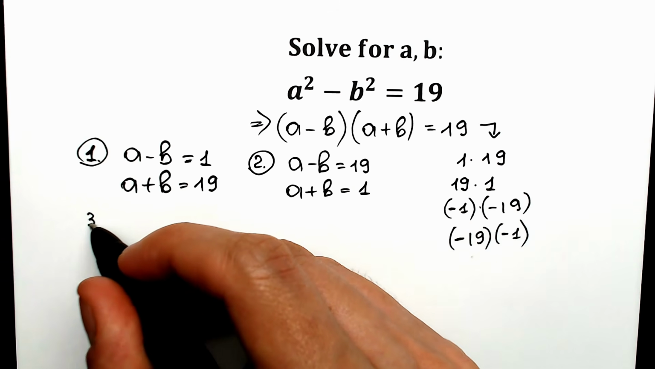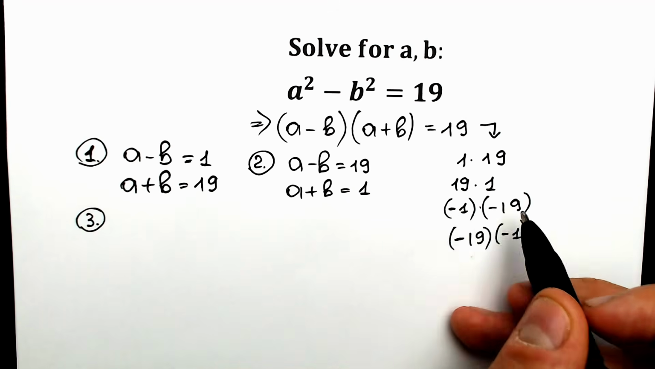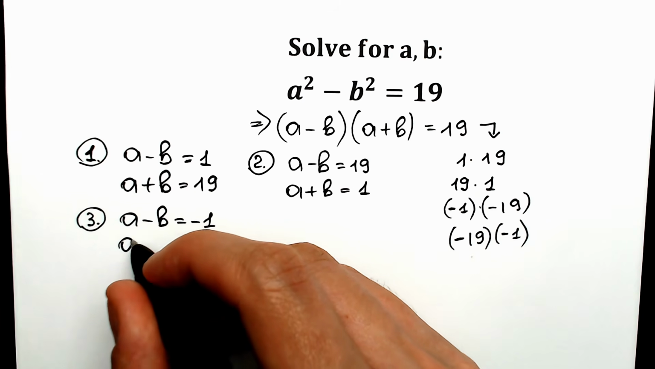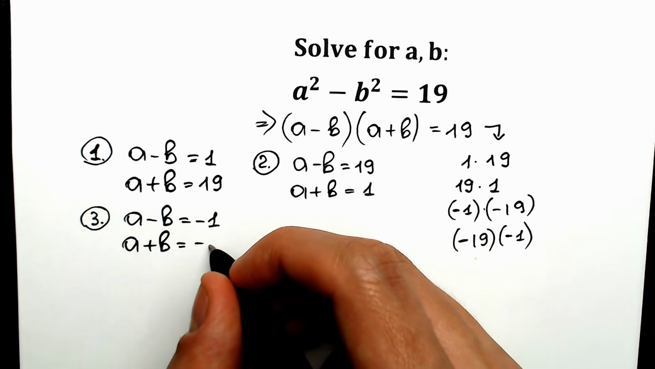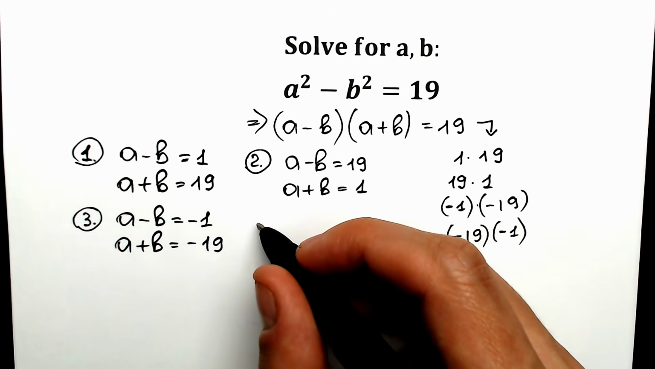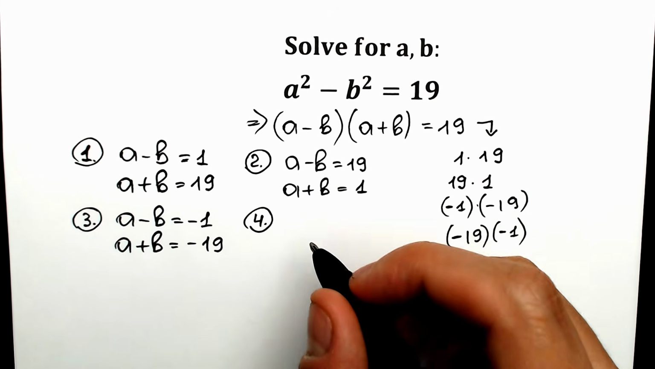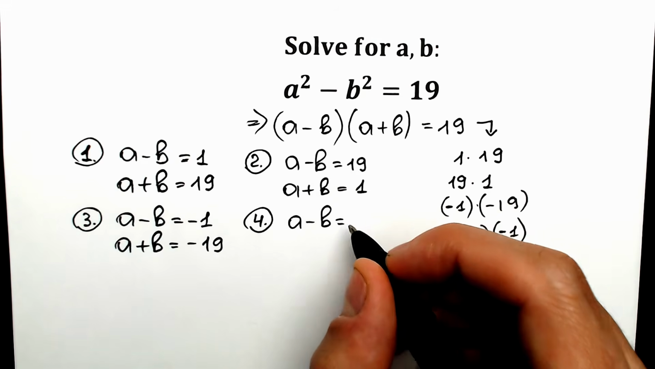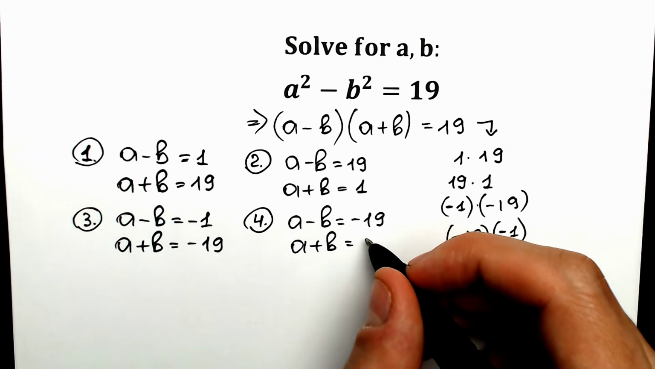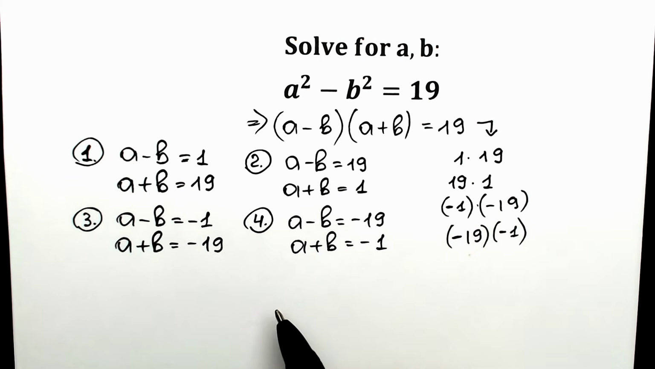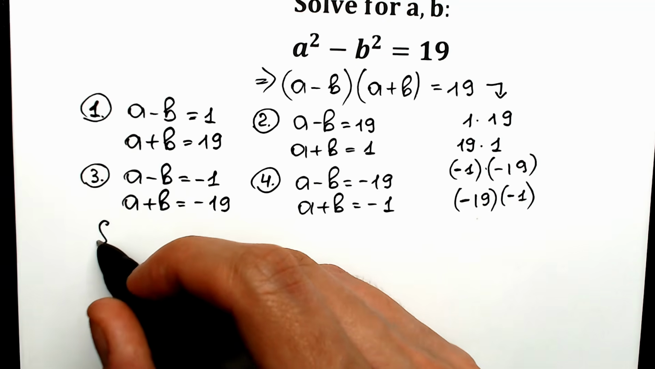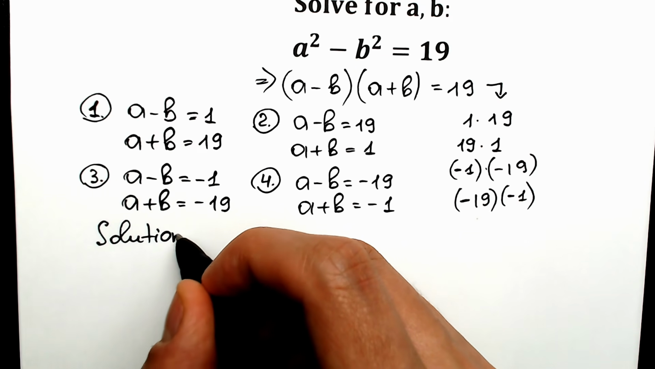Okay, our third case, we have our third system of equations, minus 1 and minus 19, so a minus b equal to minus 1, and a plus b equal to minus 19. And our last case, minus 19 and minus 1. So we have our fourth case, a minus b equal to minus 19, and a plus b equal to minus 1. All these systems of equations we can easily solve, because they are easy to solve. Okay, I'm going to show you a really great trick. How can we solve these systems of equations?